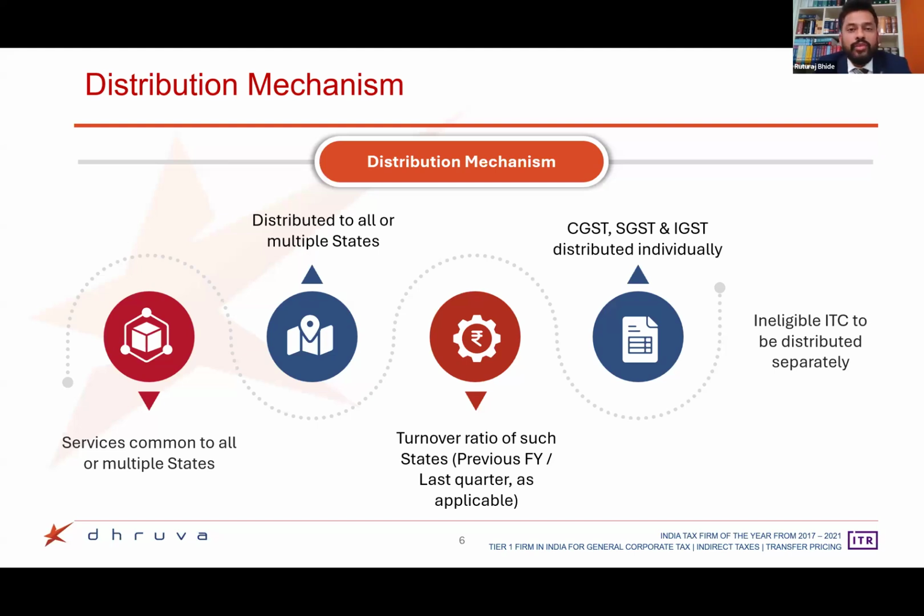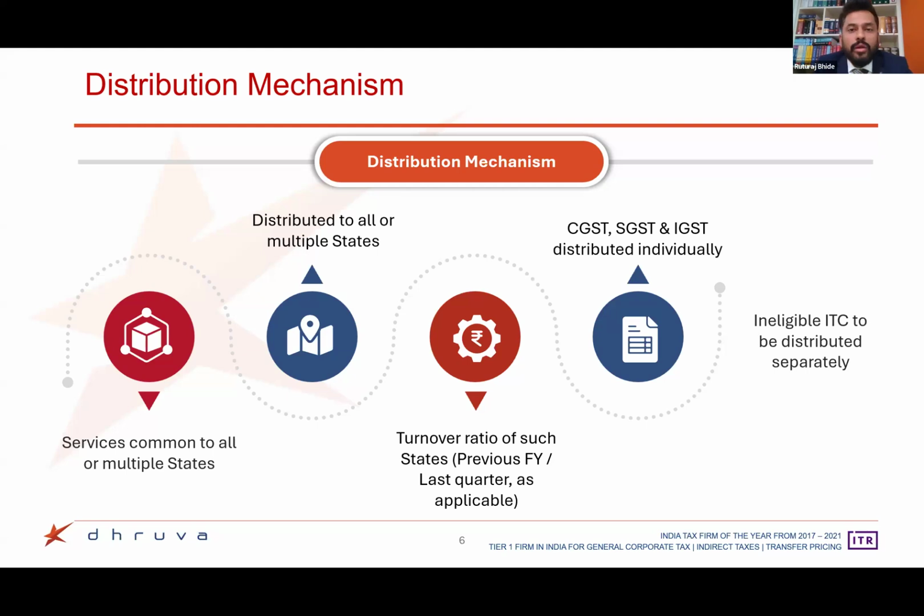So let's say if I have 5 GST registrations and I receive an input invoice which is common across all the registrations, then I will distribute that input tax credit across all the 5 registrations. Now, how do I decide the proportion in which I have to do the distribution? The basis for distribution will be the turnover. Whatever is the turnover in the respective registration, in that proportion I'll have to distribute the input tax credit on these common invoices.